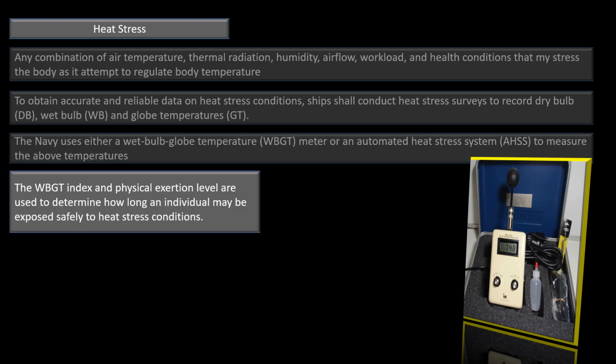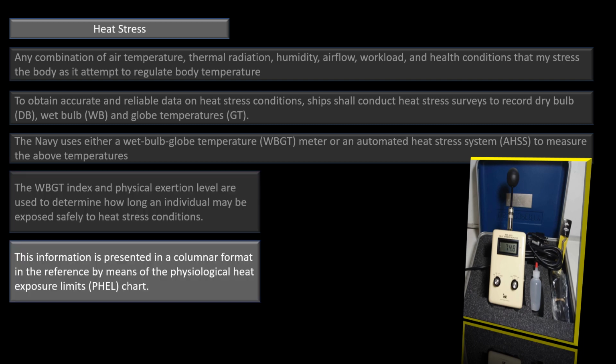The WBGT index and the physical exertion levels are used to determine how long an individual may be exposed safely to heat stress conditions. So we've got to get this index to get an idea of what the heat stress conditions are like, and then we've also got to consider what kind of work we're going to be doing in that space. This information is presented in a columnar format, by means of a physiological heat exposure limits chart, or a PHEL chart.